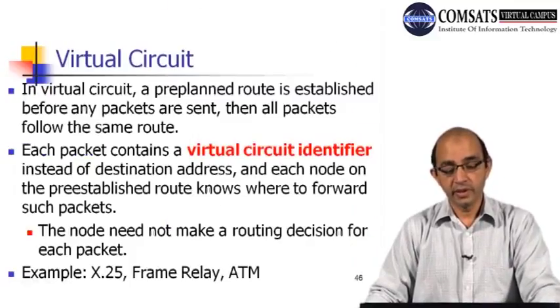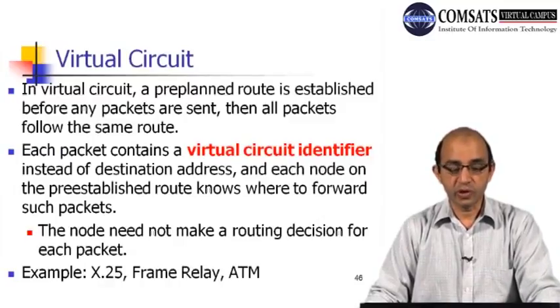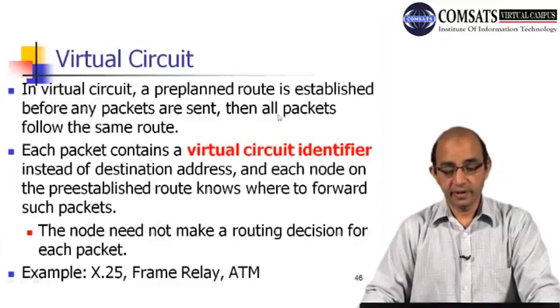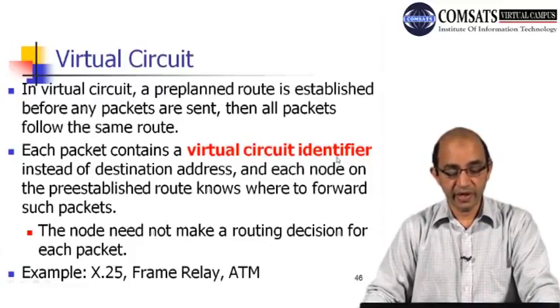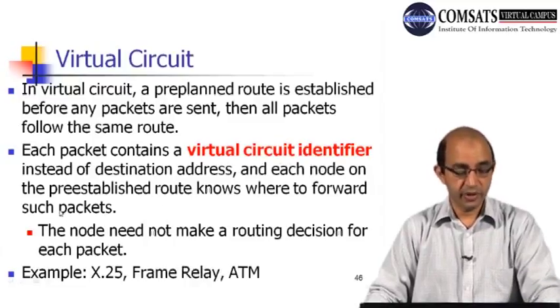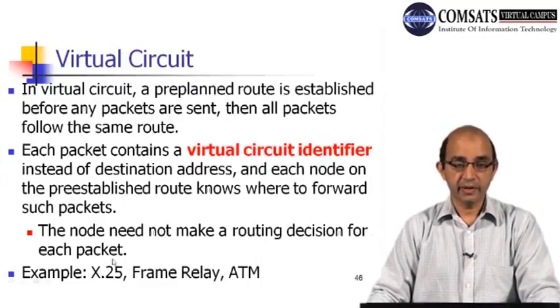In case of virtual circuit, a pre-planned route is established, that is virtually, before any packets are sent, and then after the route is established, all the packets follow the same route. Each packet contains a virtual circuit identifier instead of destination address. So this is the difference, right? And each node on the pre-established route knows where to forward the packets, right? They know beforehand. The node need not make a routing decision for each packet.